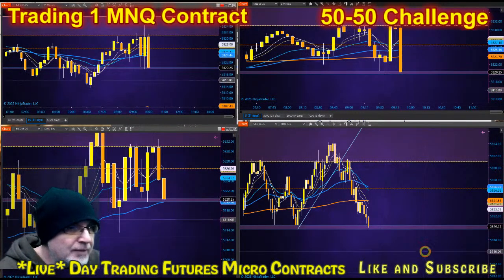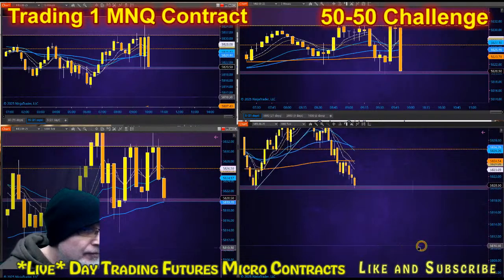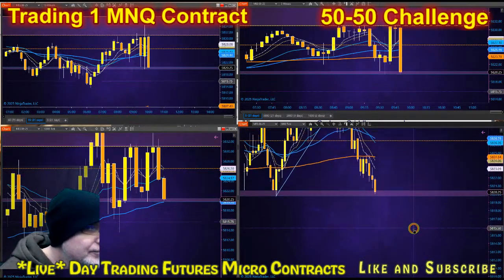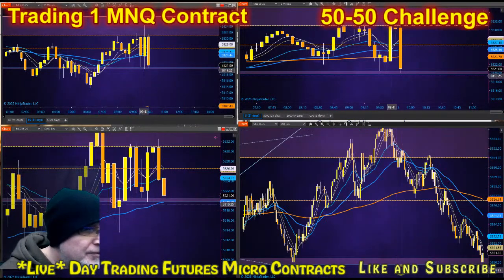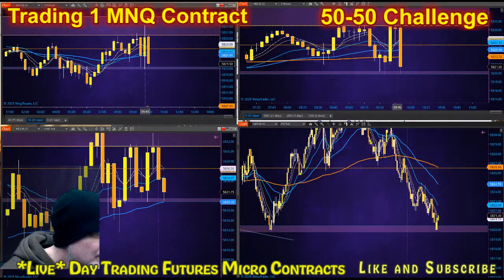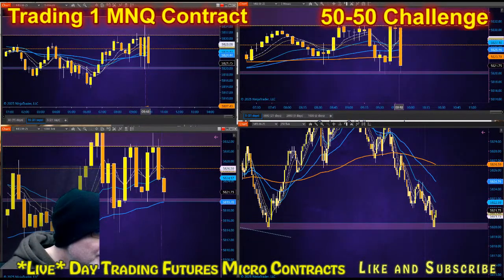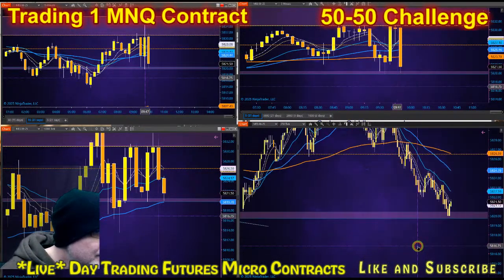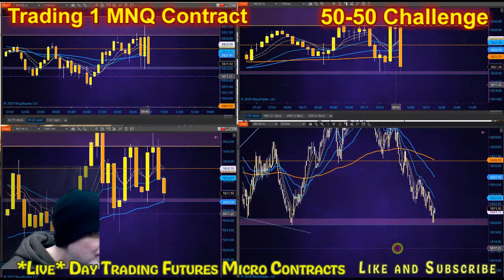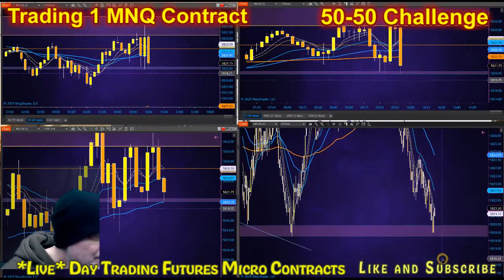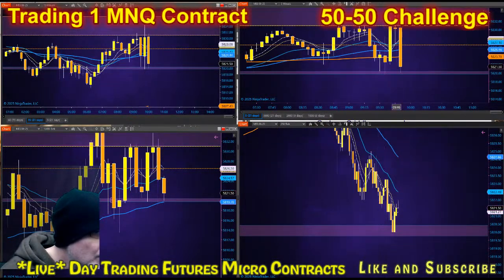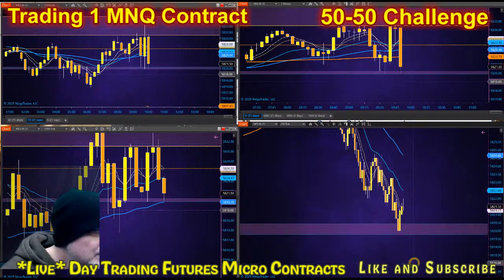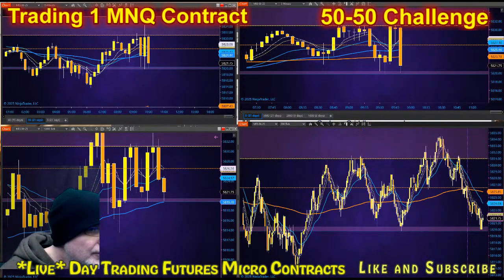Okay, here comes the sweep. It's almost there, not quite. Let's go over to the 250. And it didn't sweep it. It did not sweep it. What do you do now in case it doesn't sweep it? Do I still look for a 3-bar reversal on the 250?